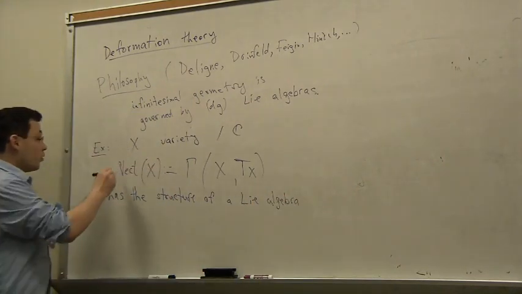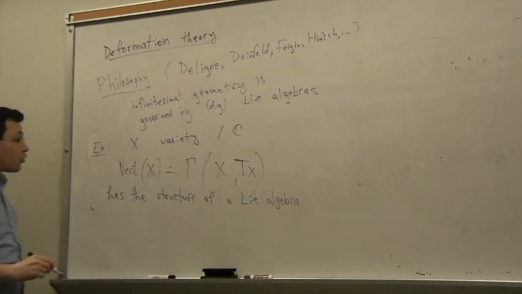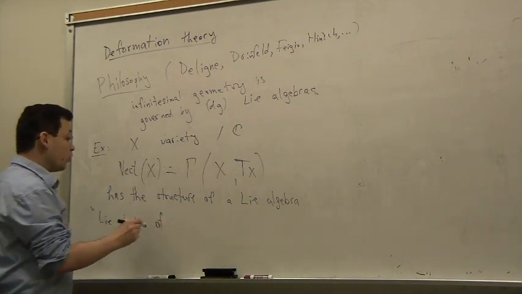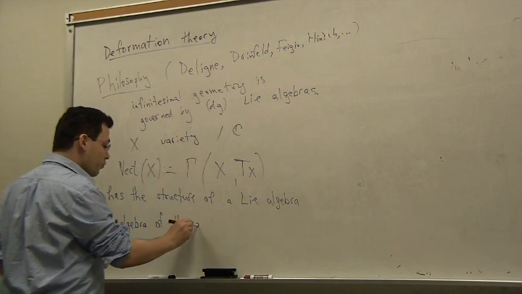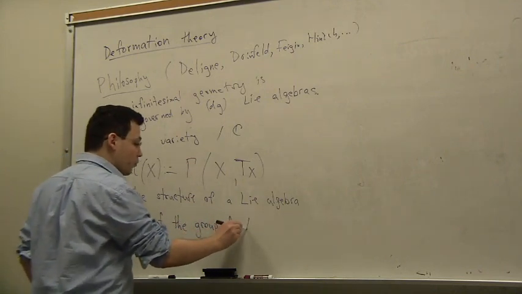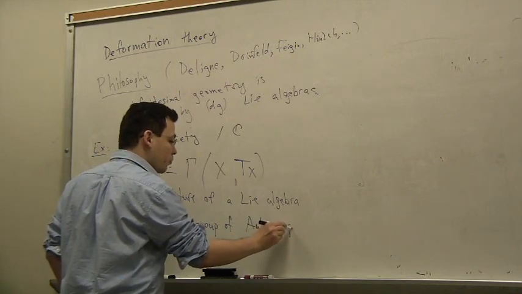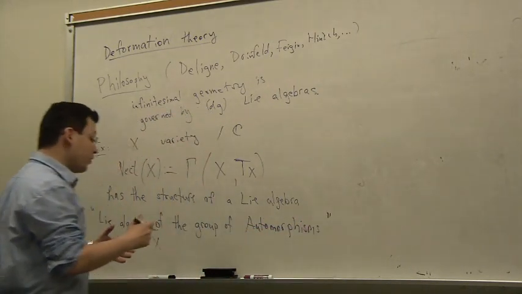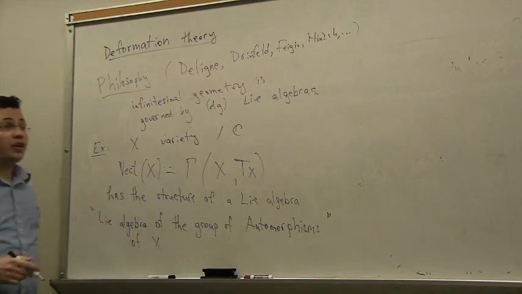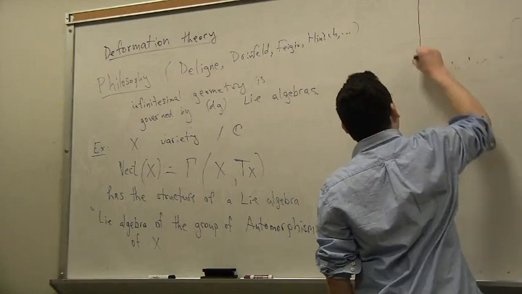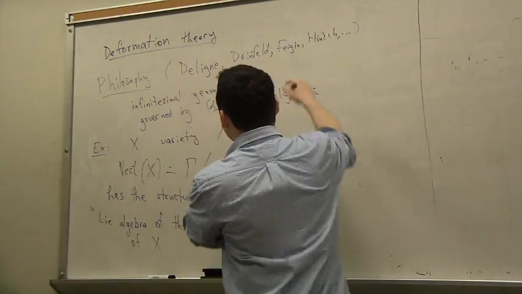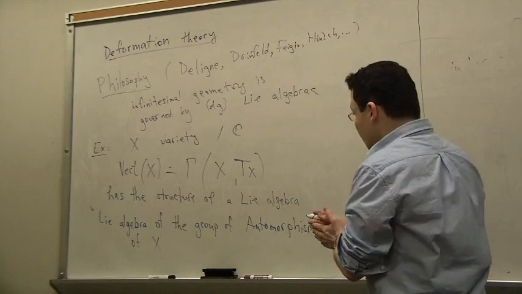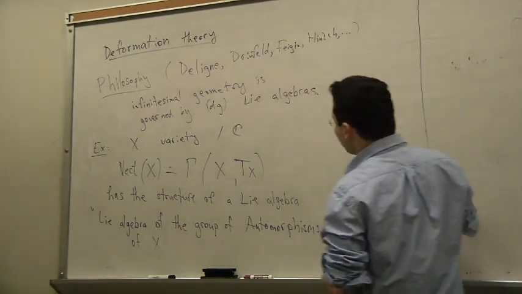And perhaps one way of thinking about this Lie algebra, I'll put this in quotes, is that it's the Lie algebra of the group of automorphisms of this variety. So you can think of automorphisms forming some kind of an algebraic group, and this would be exactly its Lie algebra. So what does that have to do with deformation theory? Well, the group of automorphisms really tells you something about the deformation space.